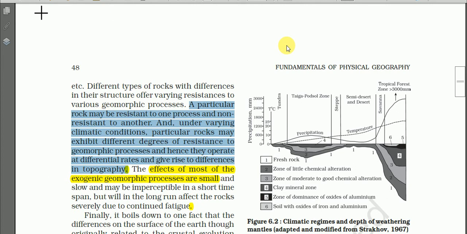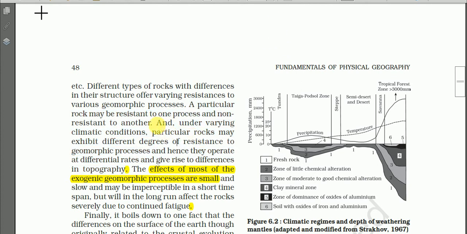So in this way, a particular rock may be resistant to one process and non-resistant to another. Just take the example of limestone. Limestone is resistant to wind, but it is not resistant to water because it is soluble. Likewise, metamorphic rocks are relatively harder and more consolidated than other types of rocks, and therefore they are not easily liable to weathering and erosion processes. So these are examples of a rock being resistant to one process but non-resistant to another.